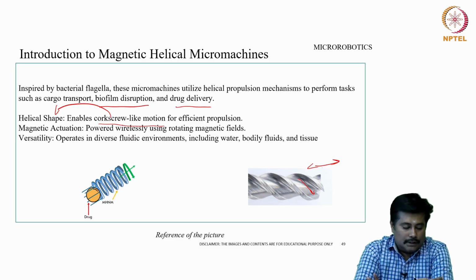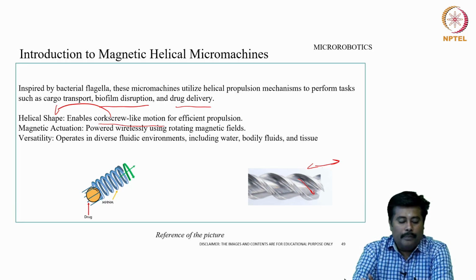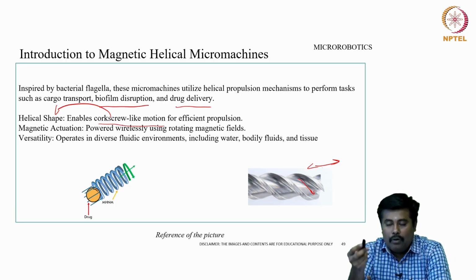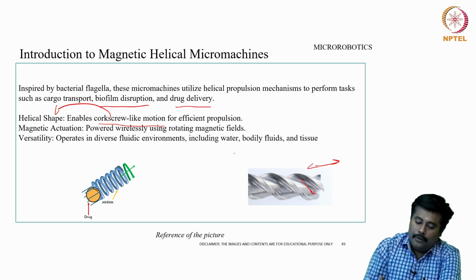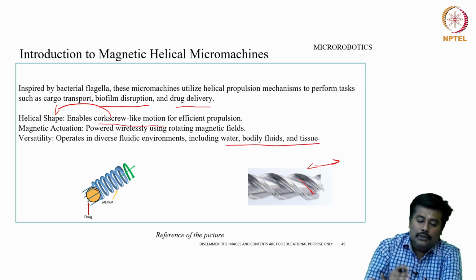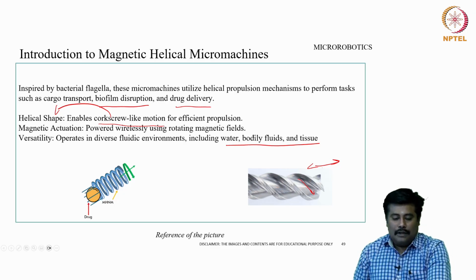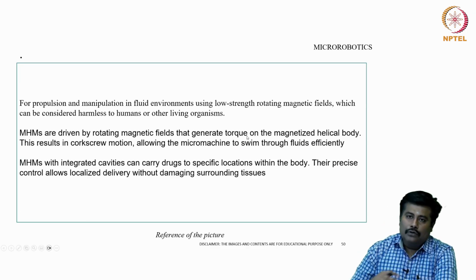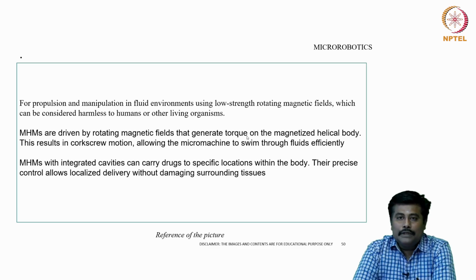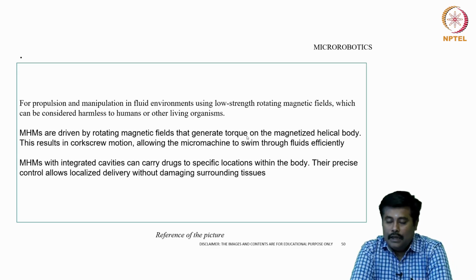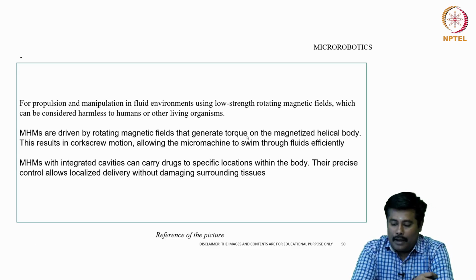From the versatility point of view, it operates in diverse fluid environments including water, bodily fluid and tissue, which is considered to be one of the key advantages in using such magnetic-based helical micro machines for different applications. For propulsion and manipulation in fluid environments, a low-strength rotating magnetic field is used, which can be considered harmless to humans or other living organisms.